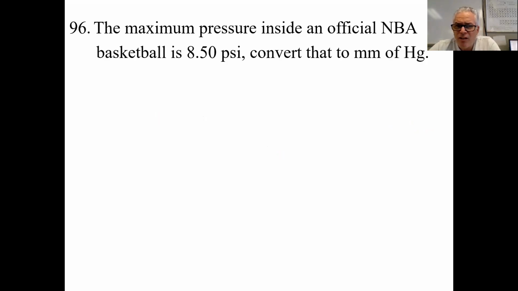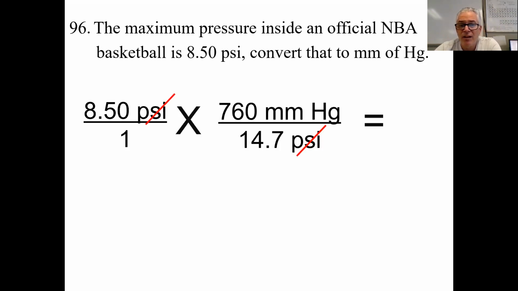Now, this is true. I looked it up. The maximum pressure inside an official NBA basketball is 8.5 PSI. Now, that's not very high, right? What would that be in millimeters of mercury? We could figure that out because I know that PSIs are equal to millimeters of mercury. I wrote that down. You wrote it down too. Our starting point, 8.50 pounds per square inch. We're going to convert that into millimeters. How? I know that 14.7 PSI is the same as 760 millimeters of mercury. The PSIs cancel. Now I have to multiply and divide.